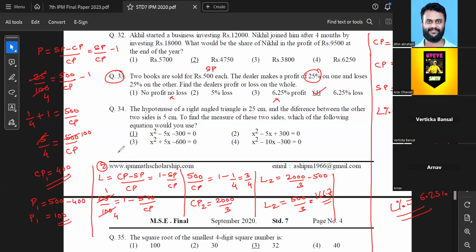Yes, sir. So the method was that if there are two items whose selling price is the same, in this case both of the selling prices are 500. So if in one item the profit is X% and in the other item the loss is X%, so in one of the items the profit is 25% and in the other the loss is 25%. If the profit and loss percent are the same, then to find the net loss or net profit there is a formula. First of all, there will always be a net loss in a question like this.